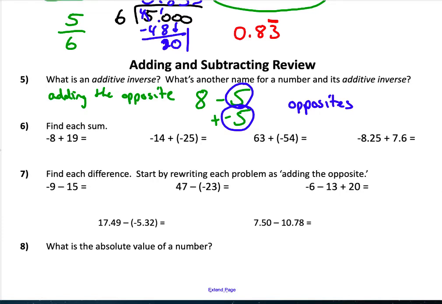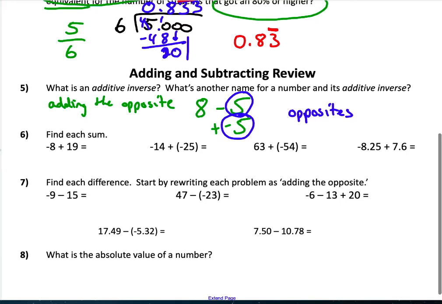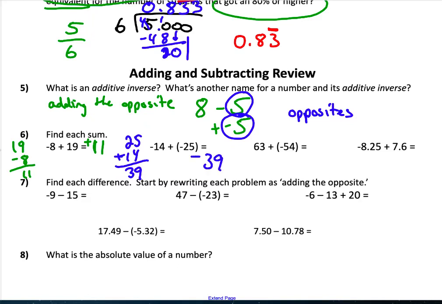All right, the next one, adding integers. Here are our rules from our song. If they have the same signs, we're going to add them together and keep the sign. If they have different signs, we're going to subtract and take the sign of the bigger number. For the first one, they have different signs, so I'm going to subtract. 19 minus 8 is 11. The 19 was bigger, so it's going to stay positive. Negative 14 plus negative 25, they have different signs. Or sorry, they have the same signs, my bad. So I'm going to add them together. 25 plus 14 is 39. And we're going to keep the sign, so it's going to stay negative.